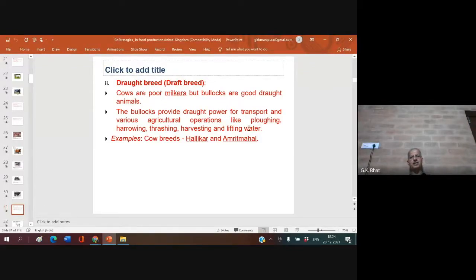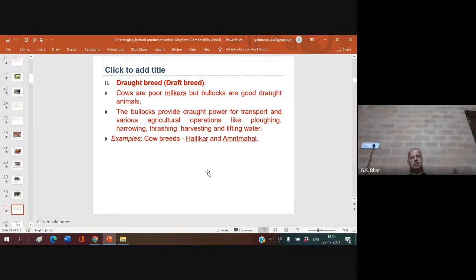Best examples for this are cow breeds. Which cows? Now, cow is a female. Cows are poor milkers, but their husbands, bullocks, are good workers. Cow breeds like Hallikar, Amritmahal. Quantitatively, milk is very less in these Hallikar and Amritmahal, but their bullocks are good in work.